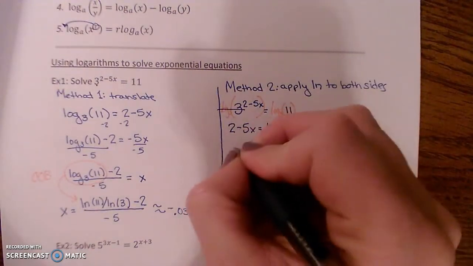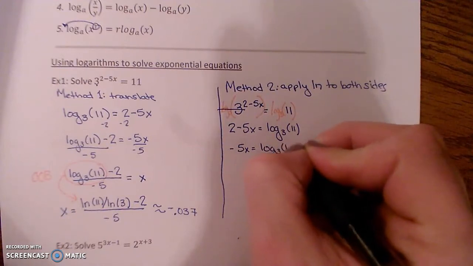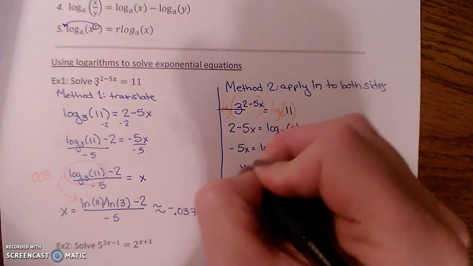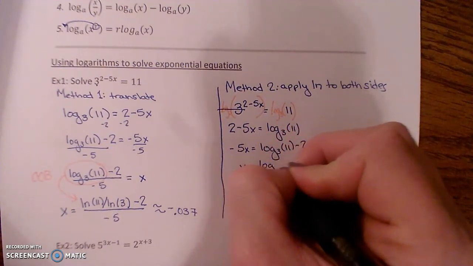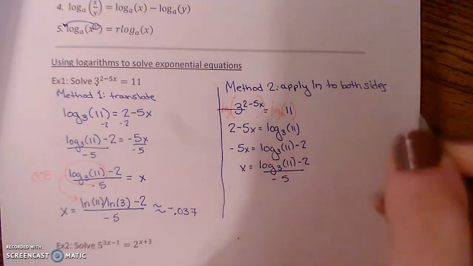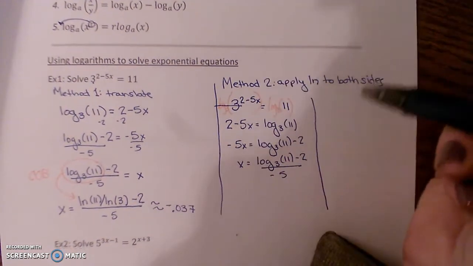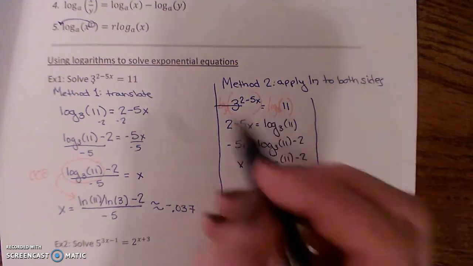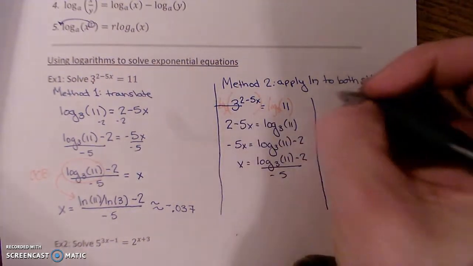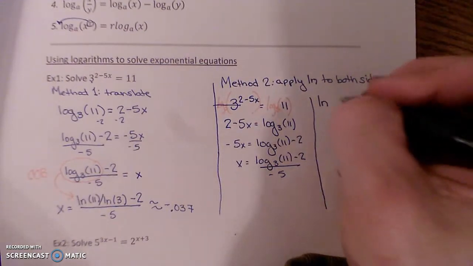And subtract 2 from both sides. And divide by negative 5. So that's one method. Apply log base 3 to both sides to undo the exponential base 3. But you'll notice it also works if you just apply the natural log to both sides.